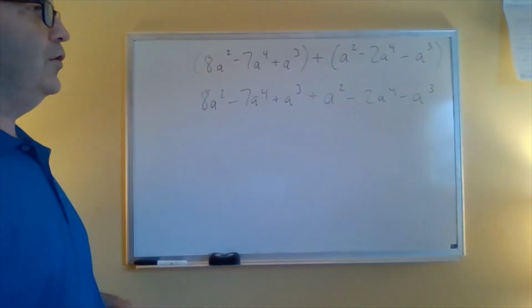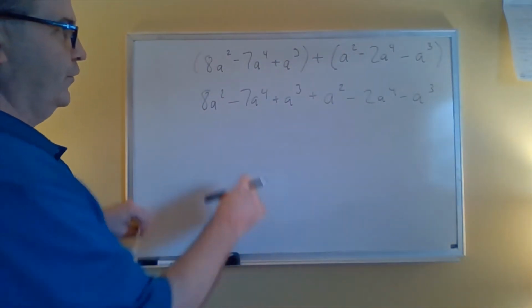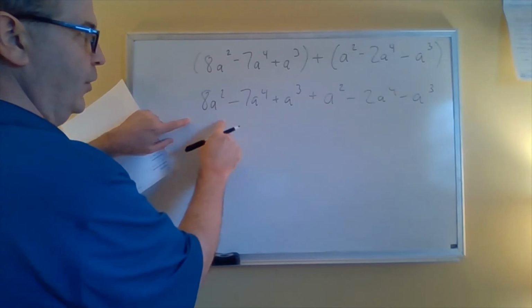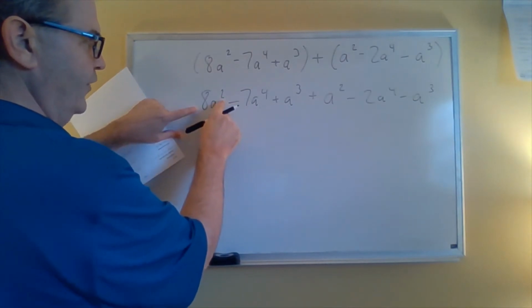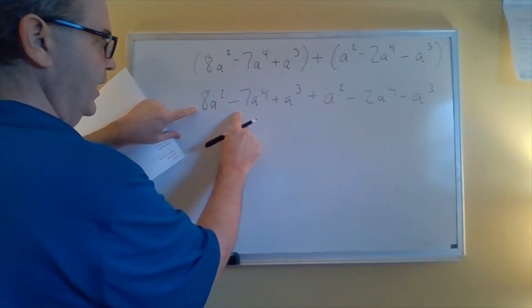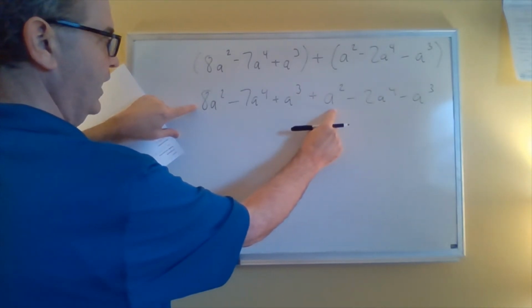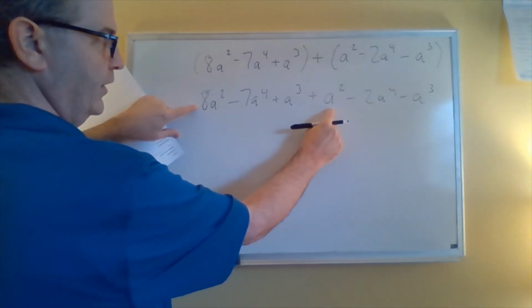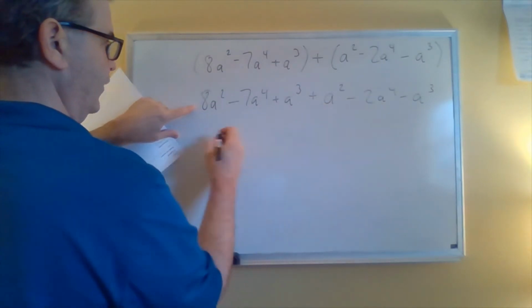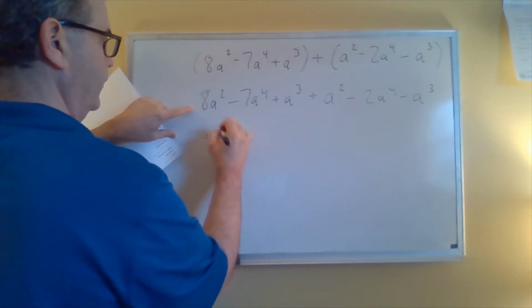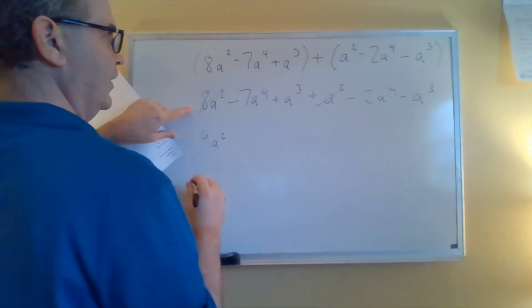And now it's just a matter of combining like terms. What's the first one we come to? We look at the exponent. We have an a squared term. We look at the next a squared term, and we have another one right here. So we have 8a squared plus 1a squared. What is that going to give us? 9a squared. Let's cross those out so we can keep track.